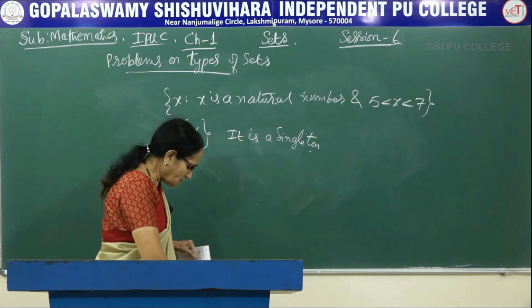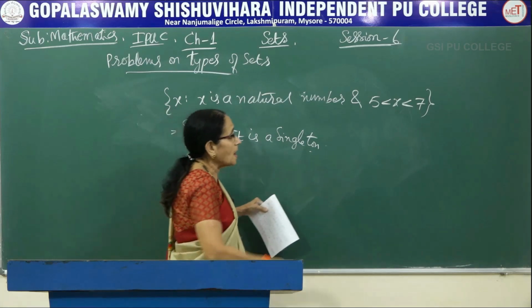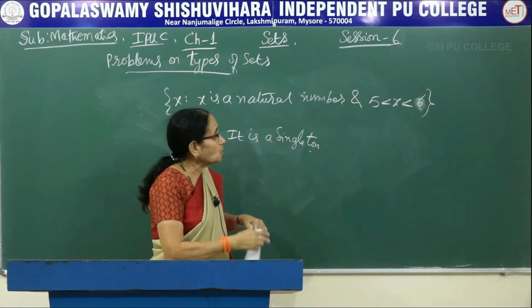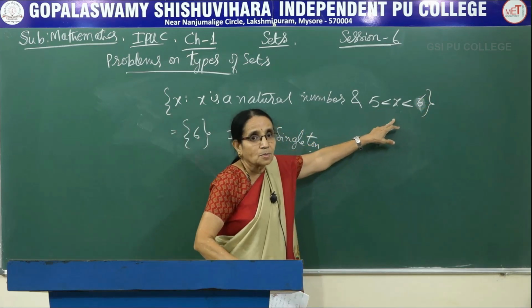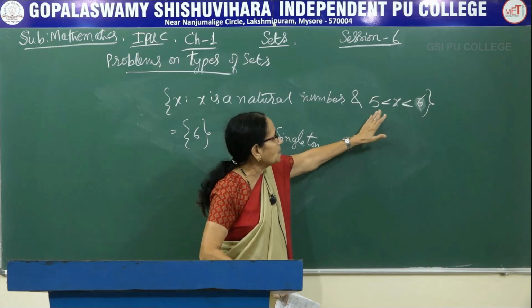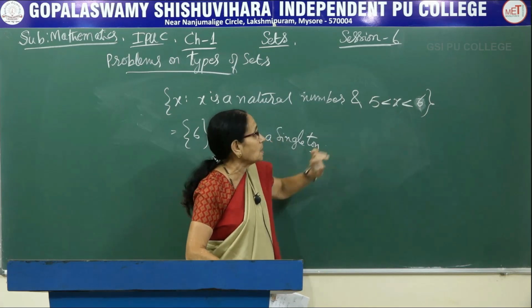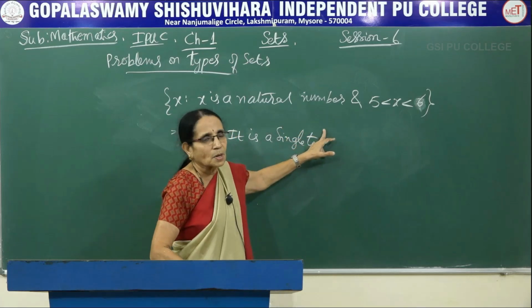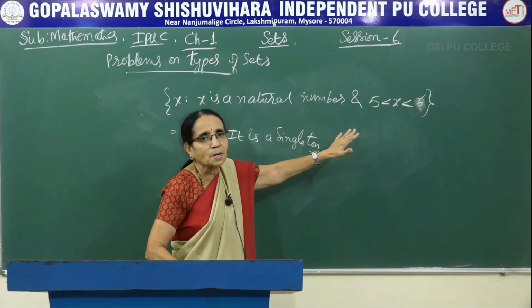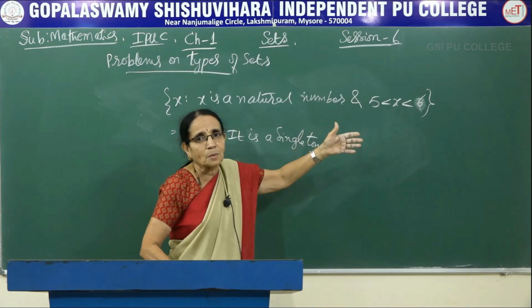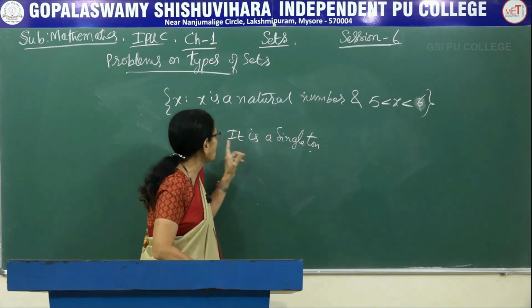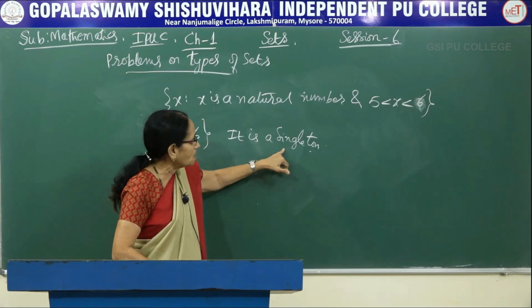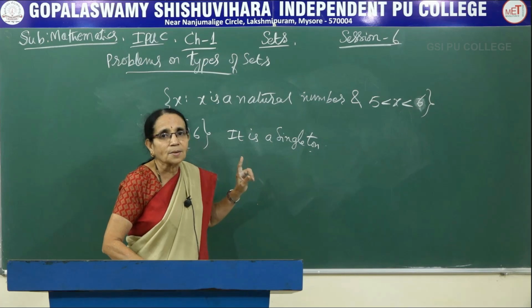Here, take the same example. Suppose instead of 7, I had written 6 here. Now you observe it is strict inequality. We don't have equality here. 5 less than x less than 6. That is, x lies between 5 and 6 and x is a natural number. Can there be a natural number between 5 and 6? We have infinite real numbers but not a natural number. In that case we have to write the empty brackets. So here, instead of singleton, we should write it as a null set.